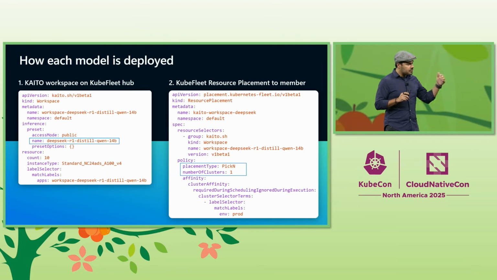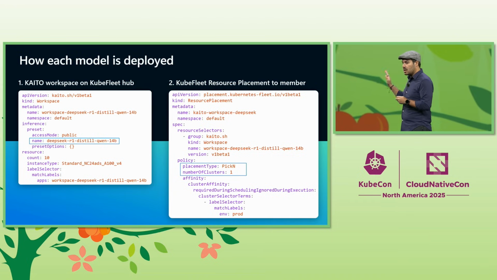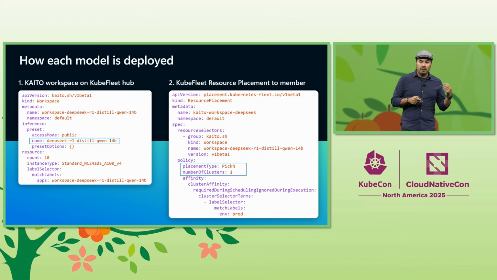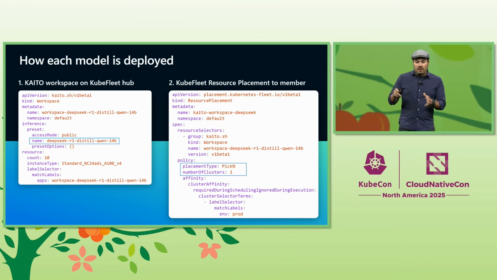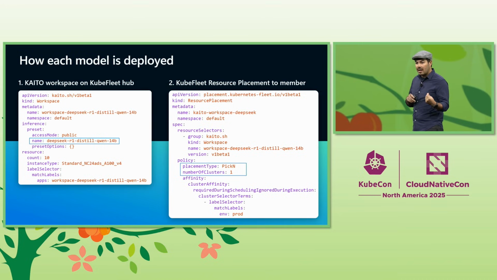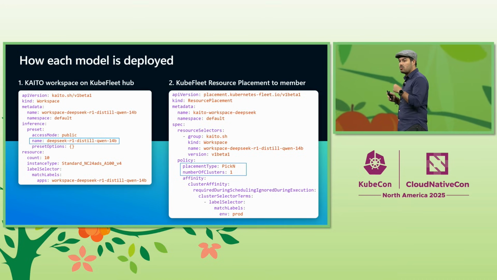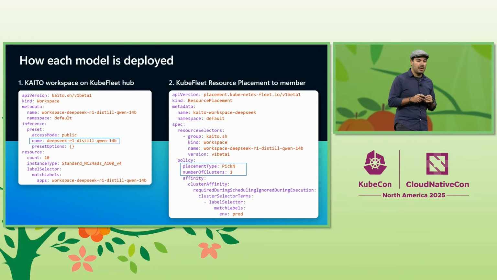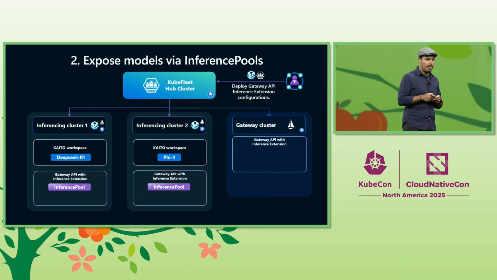So on your screen, you can see that DeepSeek in that blue box is what we're going to be deploying, and the similar thing we're going to be doing for Phi-4. And then on the resource placement that you see there, you're going to be able to see that we're picking a cluster that has the production label. So both of our inferencing clusters have that label. Fleet's going to take care of picking the right one and giving it for us.